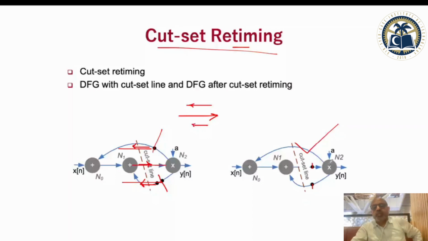But this example is just to demonstrate that cut set retiming is a technique where registers can move inside your algorithm from paths moving in one direction to paths moving in another direction, provided that on every path moving in one direction, you have the number of registers which can be moved to the path moving in the other direction, and still you are algorithmically consistent.